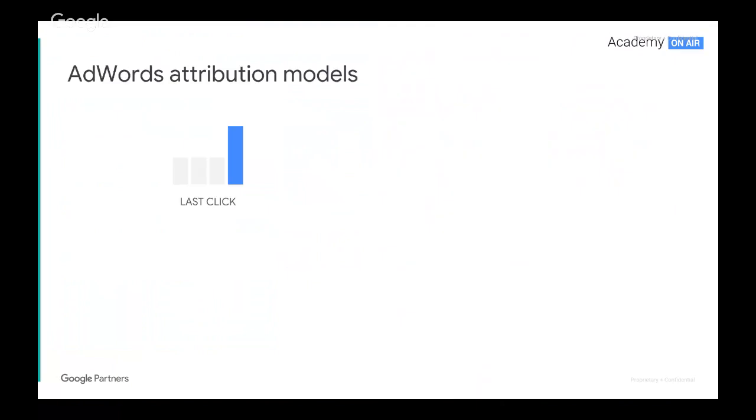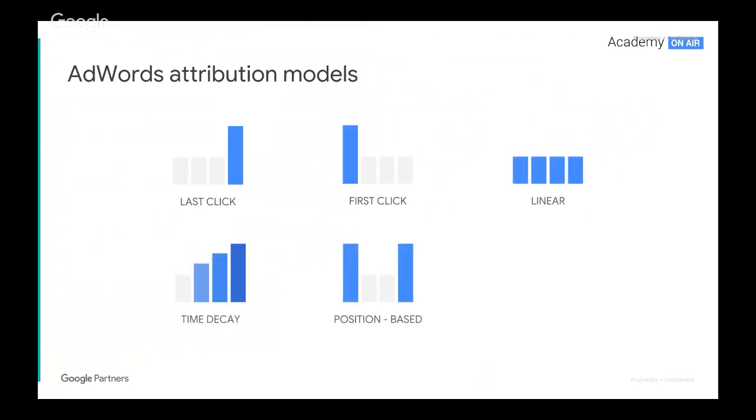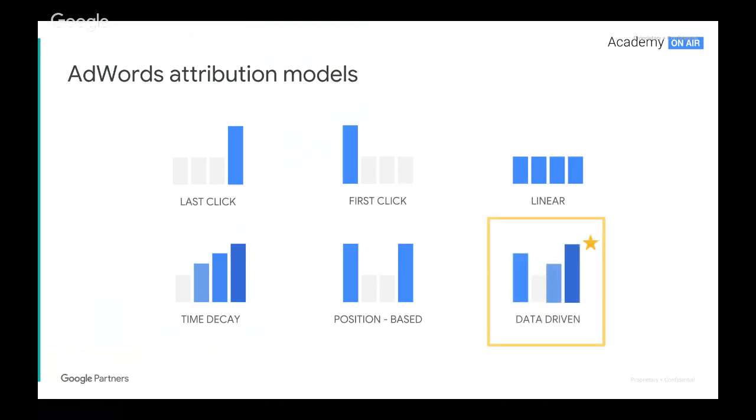So a quick recap on the models. We have last click, we have first click, then we have linear, time decay, and position-based. These 5 are known as our rule-based models. These are static models. And then finally, we have our dynamic data-driven attribution models, which leverages machine learning, which Kelsey is going to go into in a lot more detail.